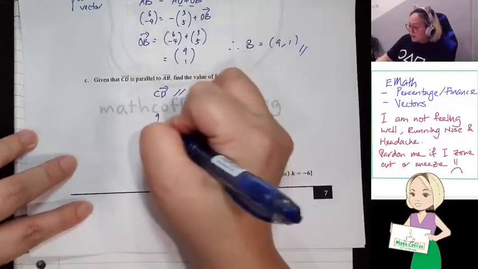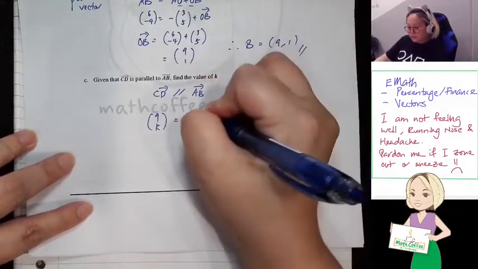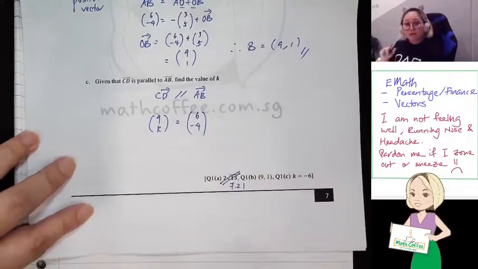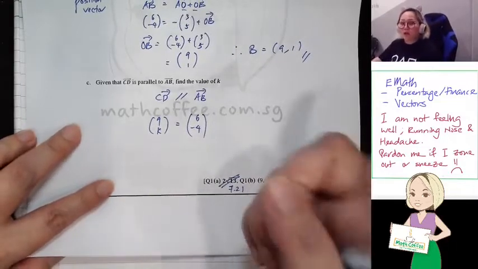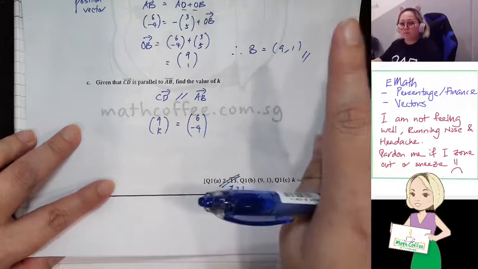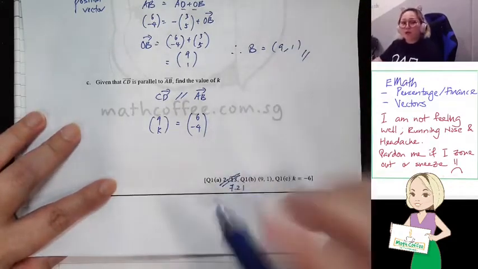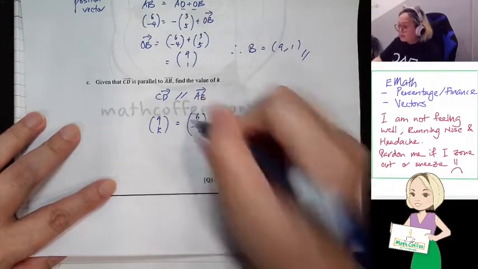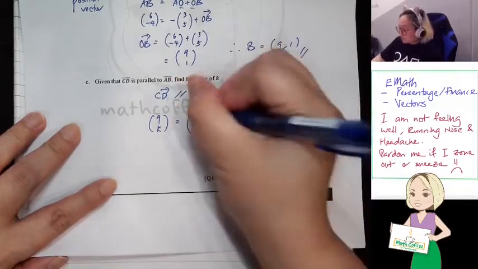So 9 and k. And then my AB is 6 and -4. Okay, take note of one thing. They only mention CD is parallel. They did not say CD is equal to AB. Okay? So, if it's parallel, you will have to say that it is equal, that is related by a scalar number. I already have k here, so I'm going to just use h.